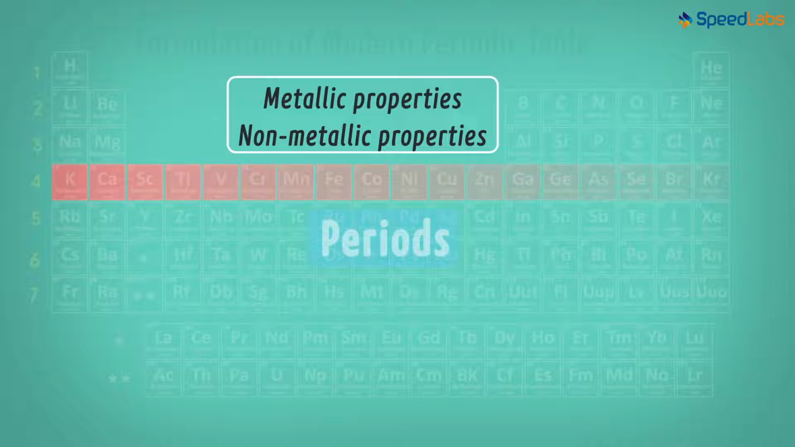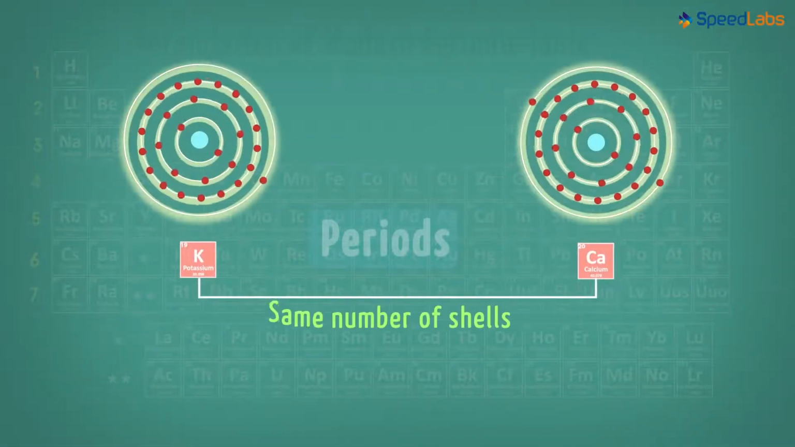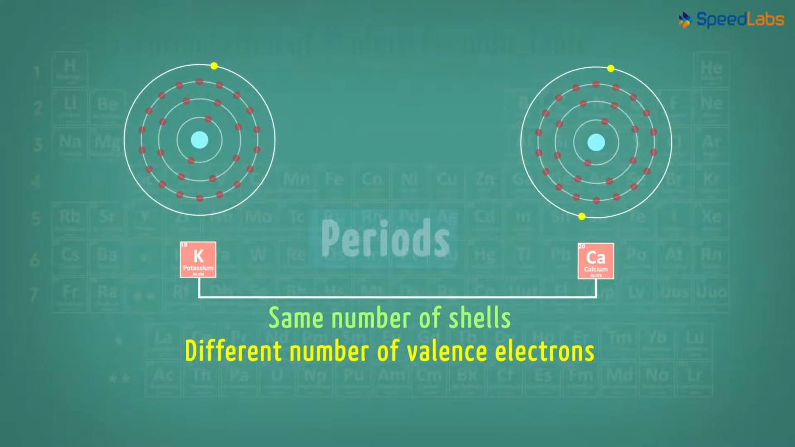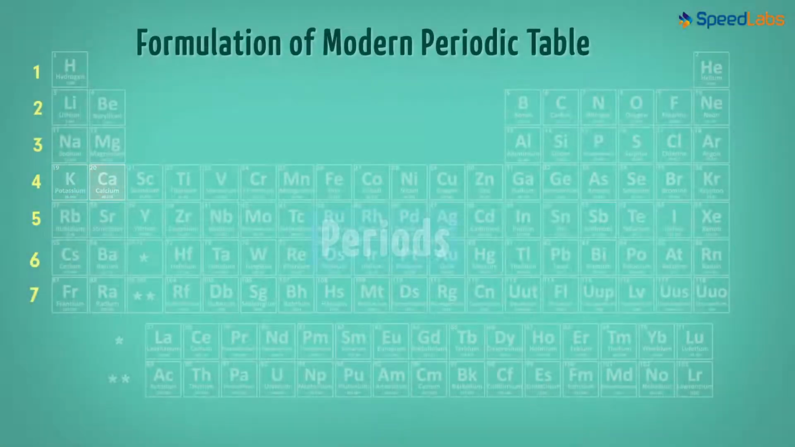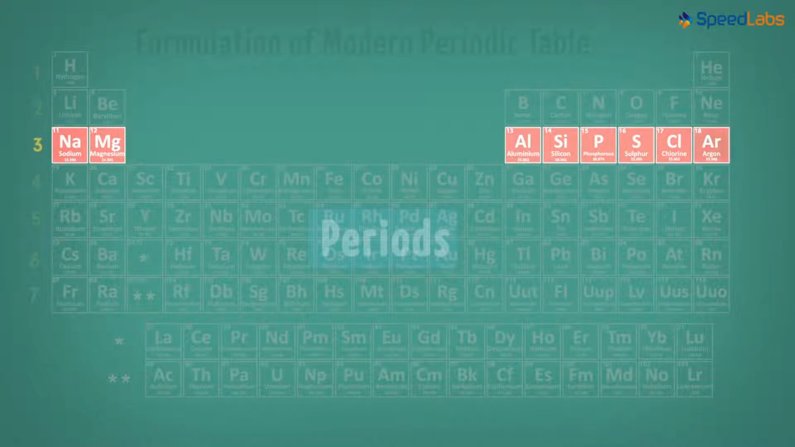Yes, they do. That is because elements belonging to a period have an identical number of shells in their atoms. But these do not have an identical number of valence electrons. That means the chemical properties would change as we go from left to right in a period. Let's consider an example to understand this. Let us focus on the third row. In this period, we find elements from sodium to argon. Now keeping argon aside, since it's an inert gas, we consider the list till chlorine.